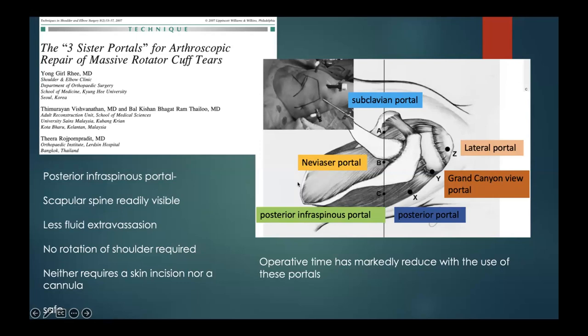The advantages of the portal are: the scapular spine is readily visible, less fluid extravasation, no rotation of the shoulder required, neither a skin incision nor a cannula is required, as well as it is safe.